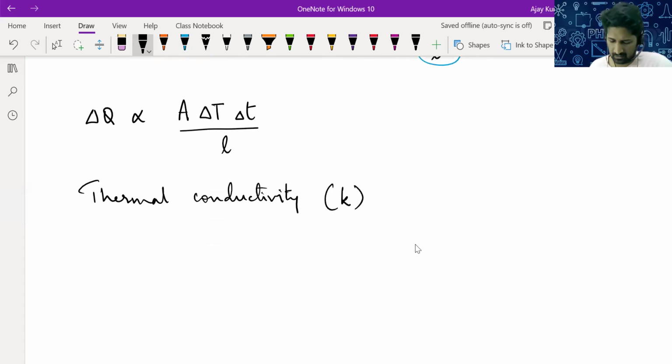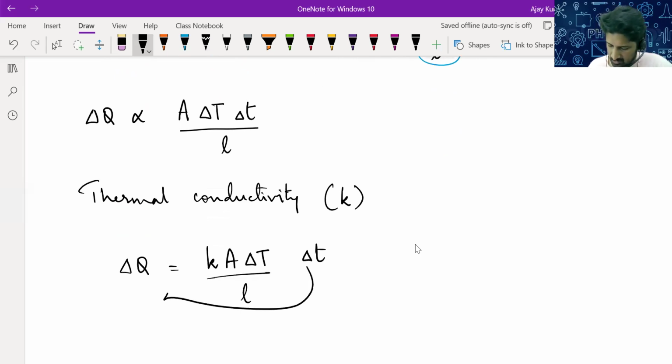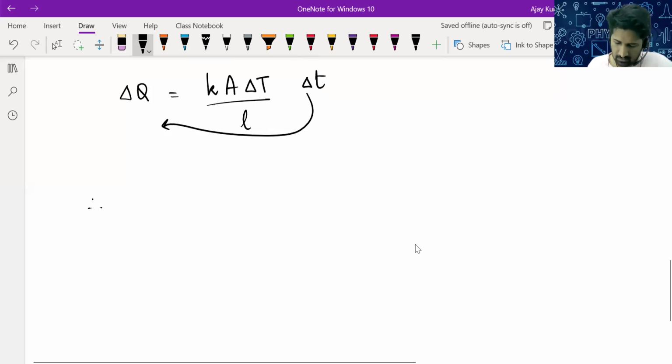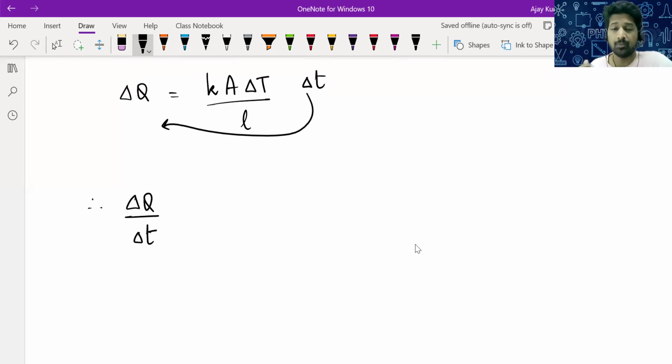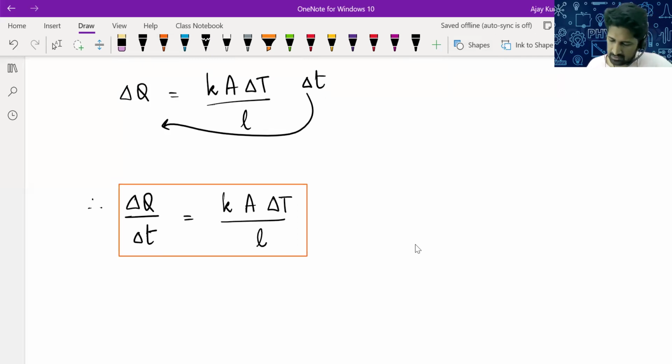denoted by the symbol small k. So delta Q can be written as K A delta capital T delta small t divided by L. Now send the delta small t to this side. You can write delta Q divided by delta t. That is heat transferred per unit time. So basically it tells you how quickly heat is getting transferred. That can be expressed as K A delta capital T divided by L. So this is what we call the rate of transfer of heat through conduction.